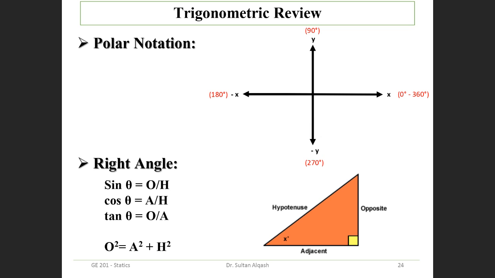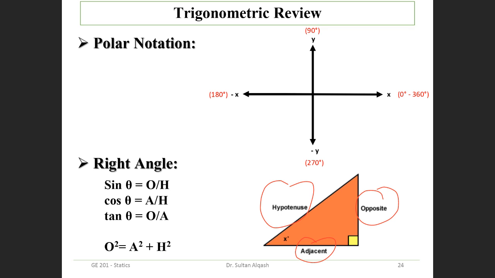Just a quick review for you, trigonometry, right? You know that the polar notation is simple: this is 0 degree, 90 degree, 180, 270, 360, right? The right angle triangle, the Pythagorean theorem, has hypotenuse, opposite, and adjacent, right? This is the inclination of that. Remember, it's really important to learn about this.